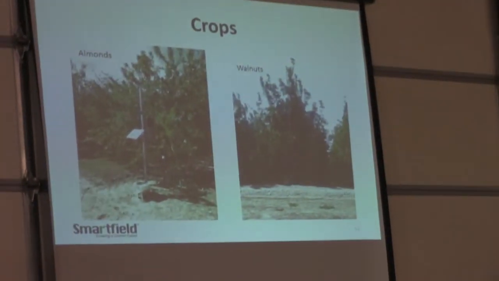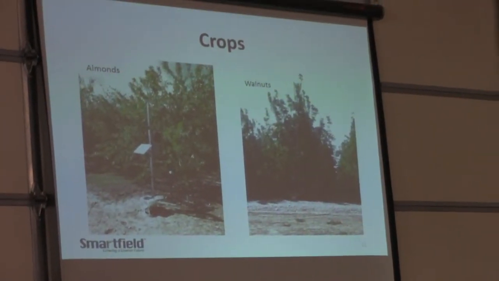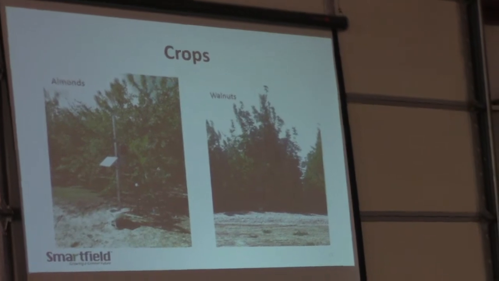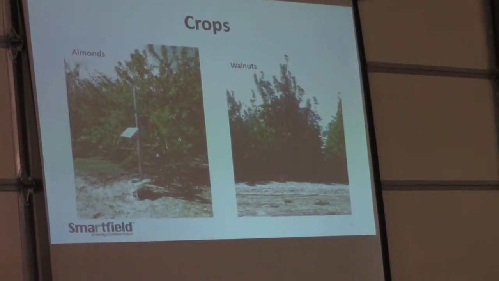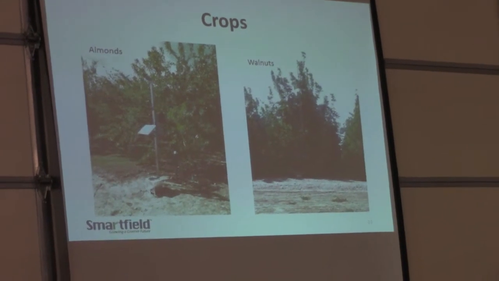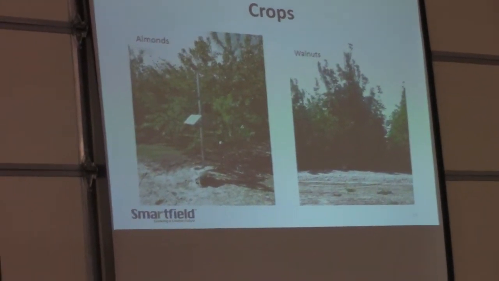Here's some of the trees out in California. We've had to modify some of our equipment to get it up. You know, getting a sensor up above a 3-foot cotton crop is one thing, but getting it above a 35-foot tall walnut tree is something else.